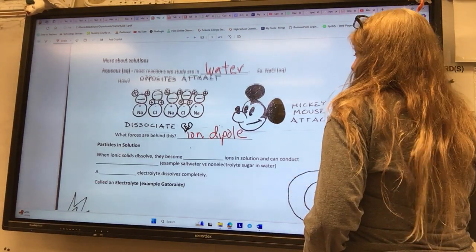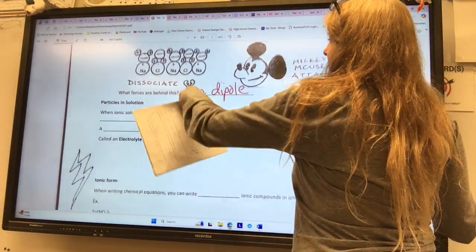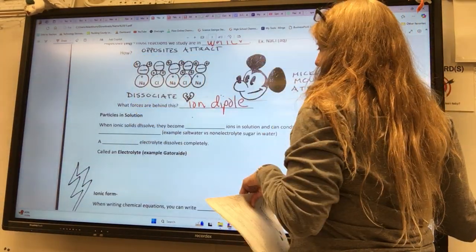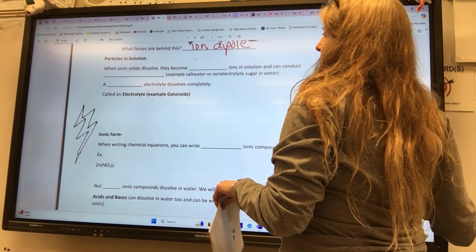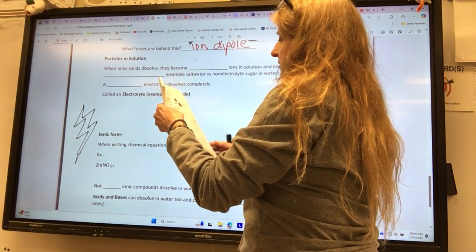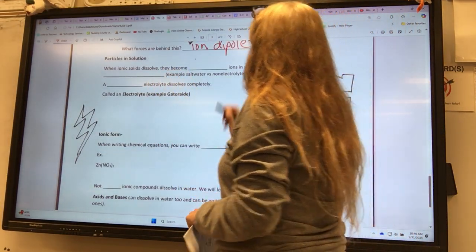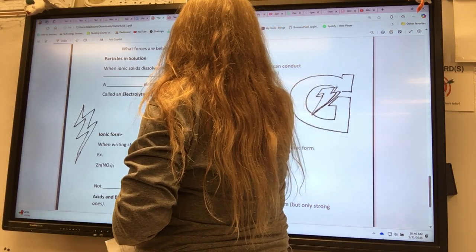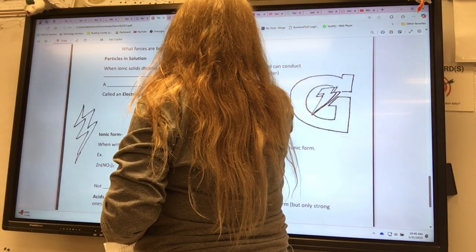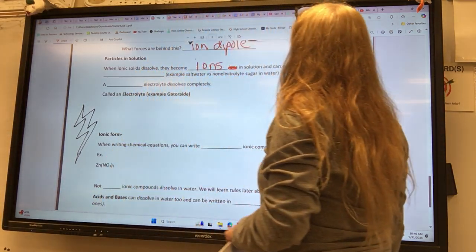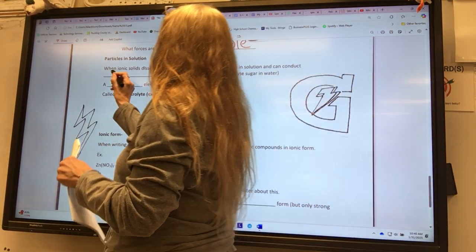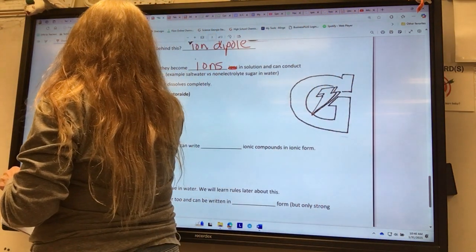Okay, next. So I think these look like little Mickey Mouses. That's why it's Mickey Mouse attacks. Okay, when ionic solids dissolve, they become ions in solution and can conduct electricity.